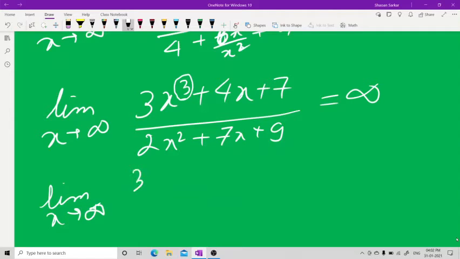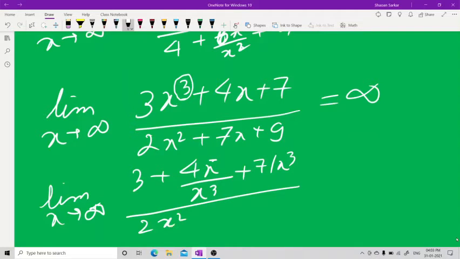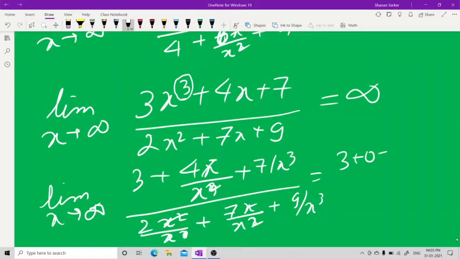x cube by both sides: 3 plus 4x upon x cube plus 7 upon x cube, then you have 2x square upon x cube, then 7x upon x cube plus 9 upon x cube. Now this will become x square, this will cut and this will become x. So this will be x plus 0 plus 0, and here it will be 0 plus 0 plus 0, which is undefined, and this is infinity. That's the main reason: अगर ऊपर वाले का पावर ज्यादा हो पॉलिनोमियल का, नीचे वाले का पावर कम हो, पॉलिनोमियल का आंसर इन्फिनिटी होगा. If the highest power of the polynomial in the numerator is more than that in the denominator, you will get infinity straight away with this.